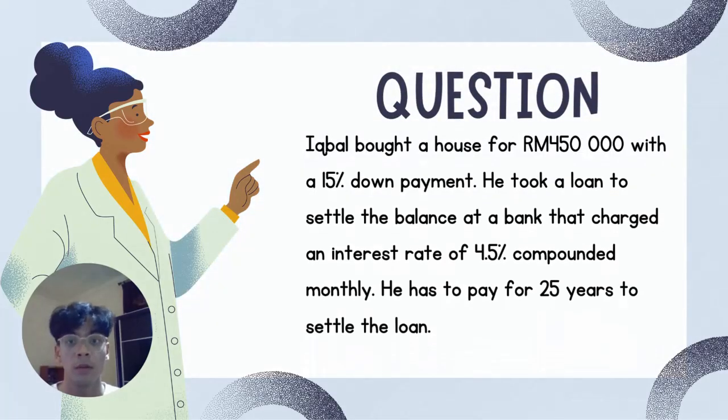So now I will be explaining the example for the annuity question. Iqbal bought a house for 450,000 ringgit with a 50% down payment. He took a loan to settle the balance at the bank that charged an interest rate of 4.5% compounded monthly. He has to pay for 25 years to settle the loan.